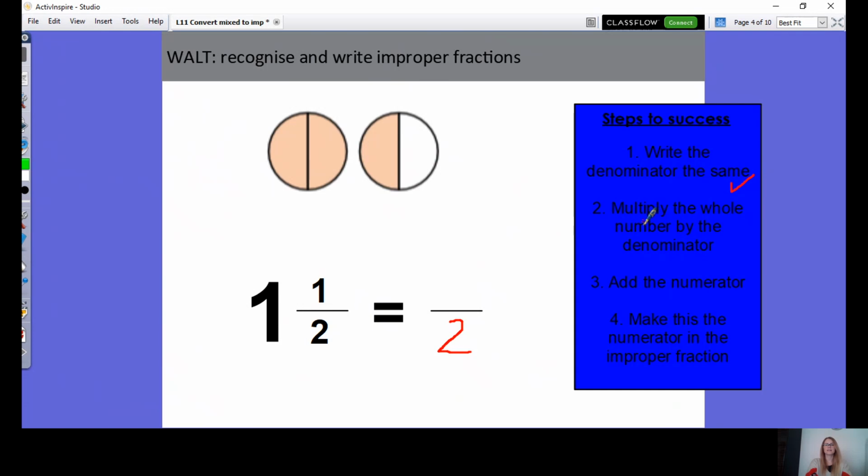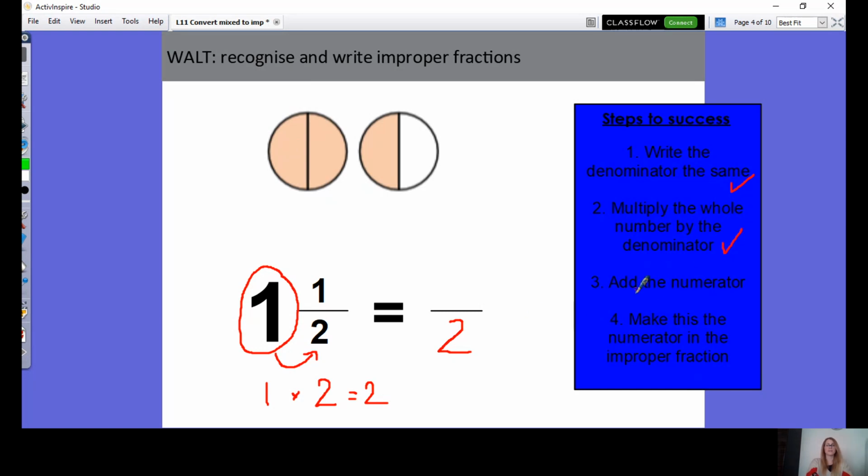The next thing I need to do is multiply the whole number by the denominator. So this is my whole number, and I'm going to multiply it by my denominator. So I need to do 1 times 2. The reason I'm doing that is that it is telling me how many parts are in my whole. So I've only got one whole in this case. So one whole times 2 parts. So 1 times 2 equals 2. So I've done step 2.